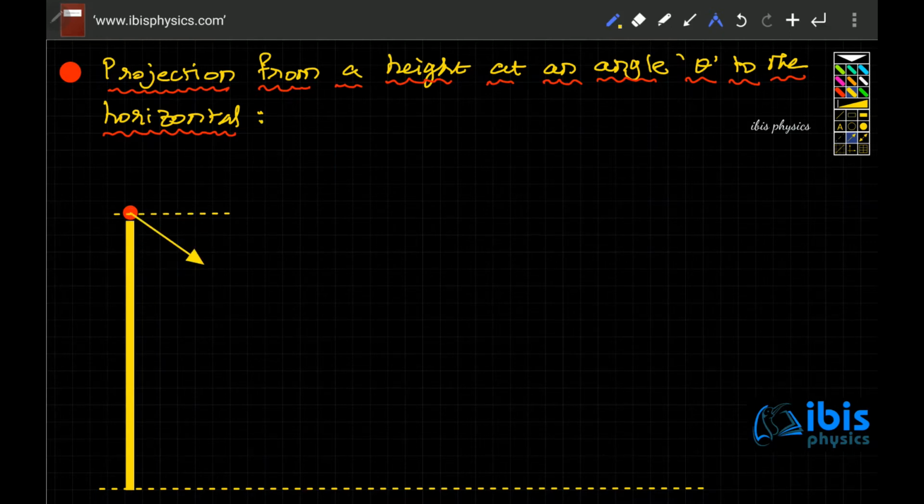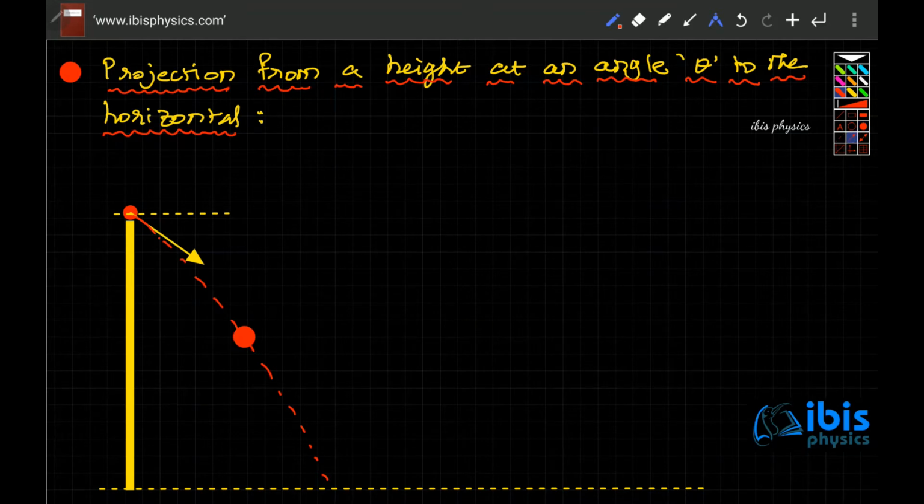If you project at this angle, the projectile will take this course to reach the ground. So what is the velocity after t seconds? After a while, let's say the object has come here.